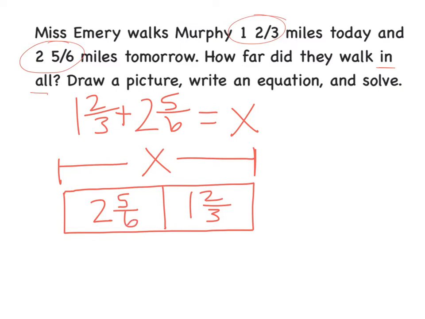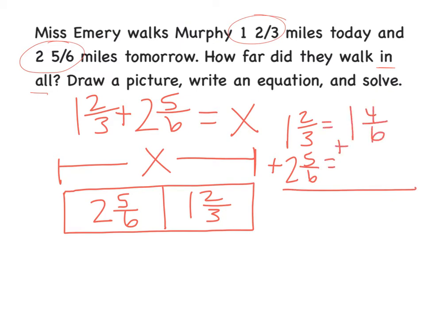Now we can use what we've learned about addition to solve this problem. I first need to stack my numbers and find a common denominator. I can use 6 as my common denominator. So I have 1 4/6 plus 2 5/6. 4/6 plus 5/6 is 9/6. 1 plus 2 is 3.